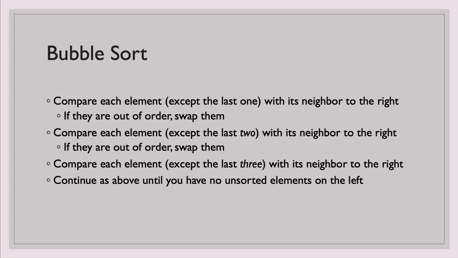So here is the algorithm for bubble sort. Compare each element except the last one with its neighbor to the right. If they are out of order, swap them. Compare each element except the last two with its neighbor to the right. If they are out of order, swap them. Compare each element except the last three with its neighbor to the right. Continue as above until you have no unsorted elements on the left.